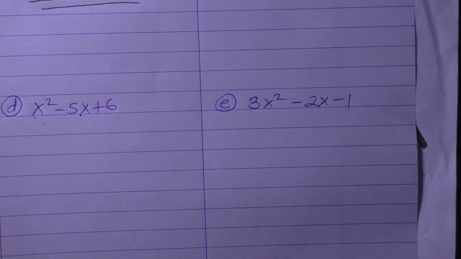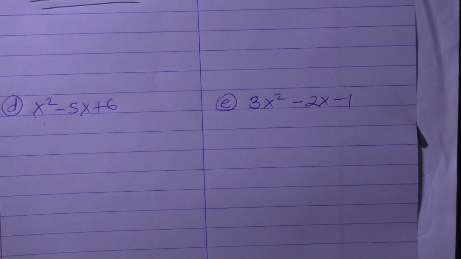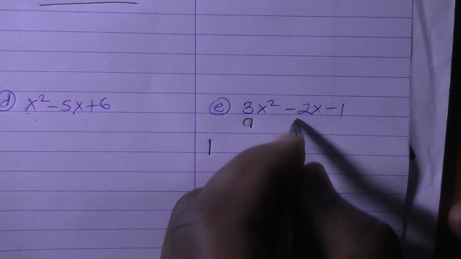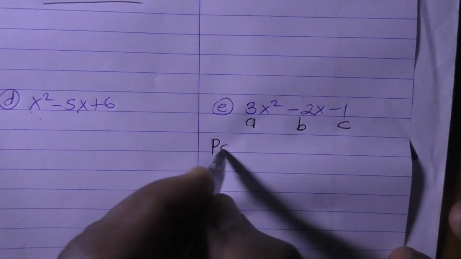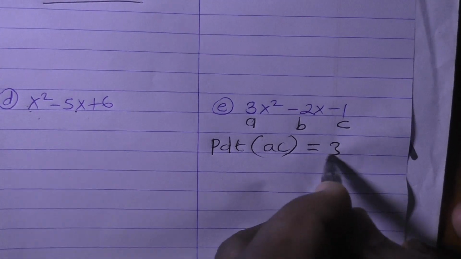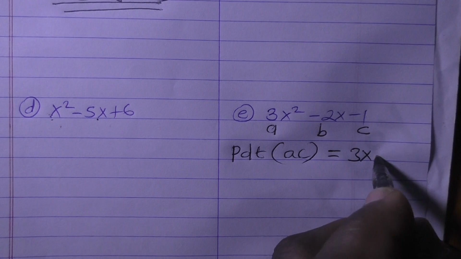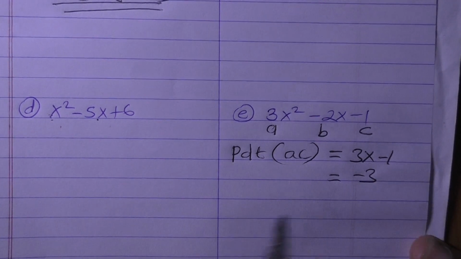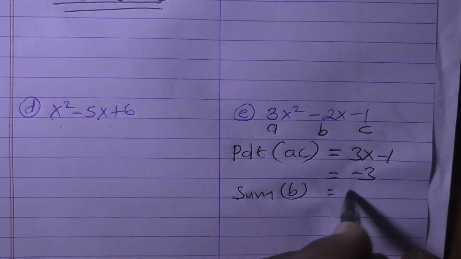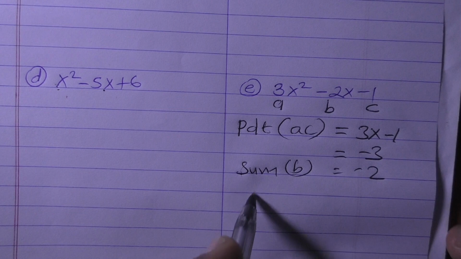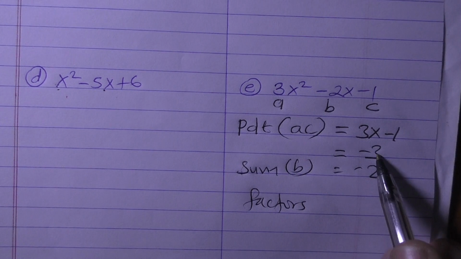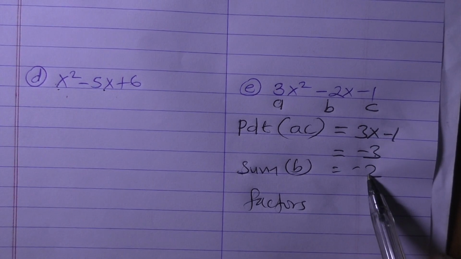Now we have part E, where we have a visible coefficient. And therefore, this is in the position of A, this is B, this is C. So it gives us the product AC as 3 times -1, which is -3. Then the sum B is -2. We look at the factors that we multiply to get -3 and add to get -2.